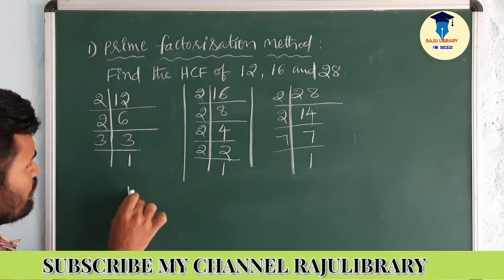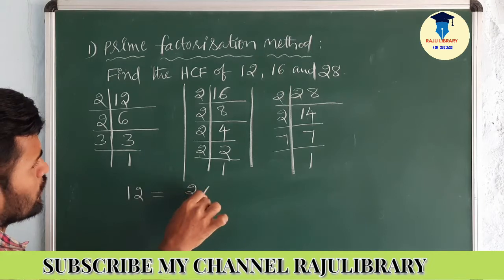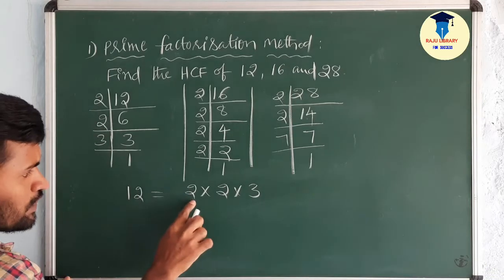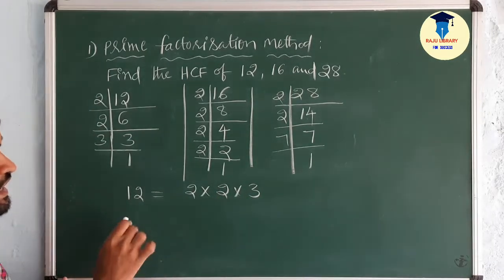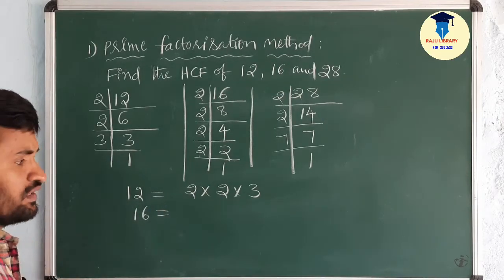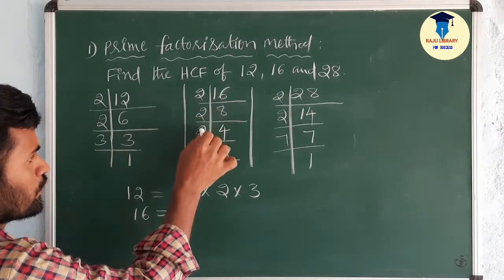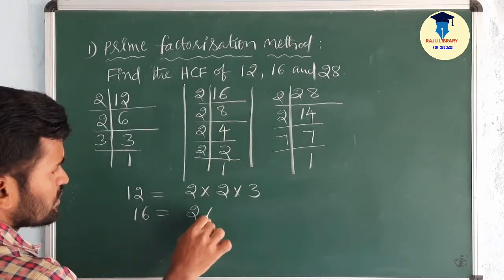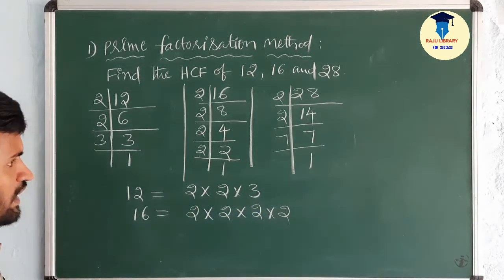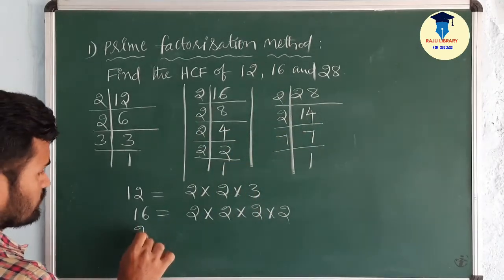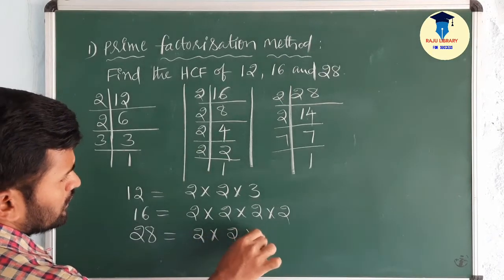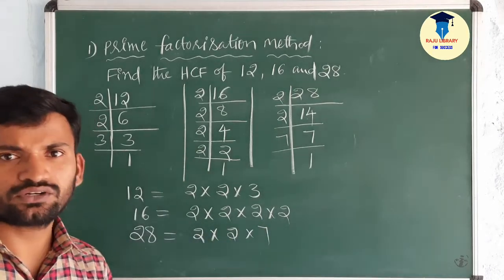First of all, the prime factors of 12 are 2 into 2 into 3, because 2 times 2 is 4, 4 times 3 is 12. Next we write the factors of 16. Whatever is there, 2 2 2 2. How many times is 2 there? 4 times. So 2 into 2 into 2 into 2. Okay, next the factors of 28: 2 into 2 into 7.